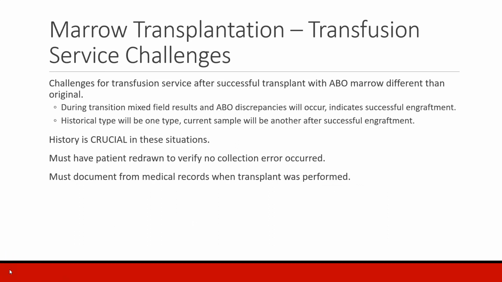And it doesn't hurt to repeat the information from the previous slide. The challenges for the transfusion service after successful transplant with ABO marrow that's different than the original ABO type is during transition, mixed field results and ABO discrepancies will occur. And the good news is this indicates a successful engraftment. The historical type will be one type, the current sample will be another type after successful engraftment. History is crucial in these situations.